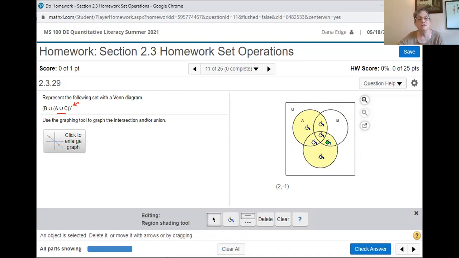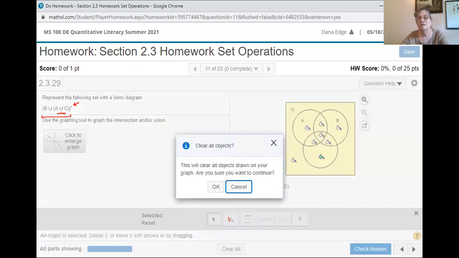B union A union C would be to add in all the parts of B that I haven't already colored. So that's just going to be this. So this is B union A union C. The complement of this would be only the part that isn't already colored. So if I now color the outside and uncolor, well, not sure how to do this.